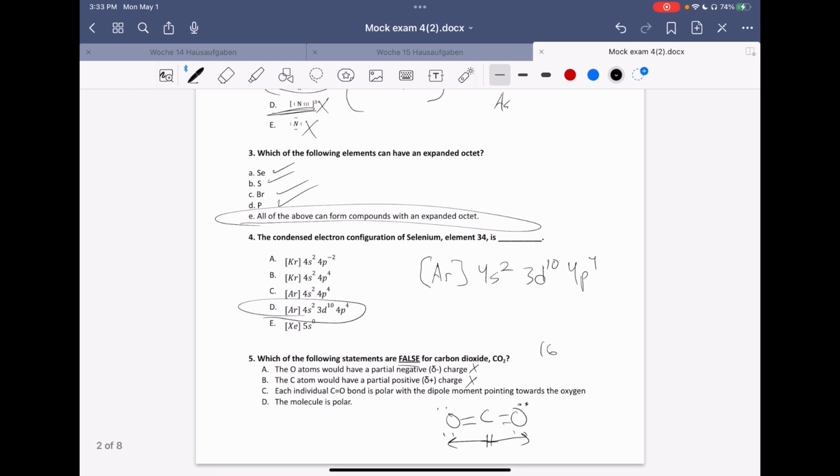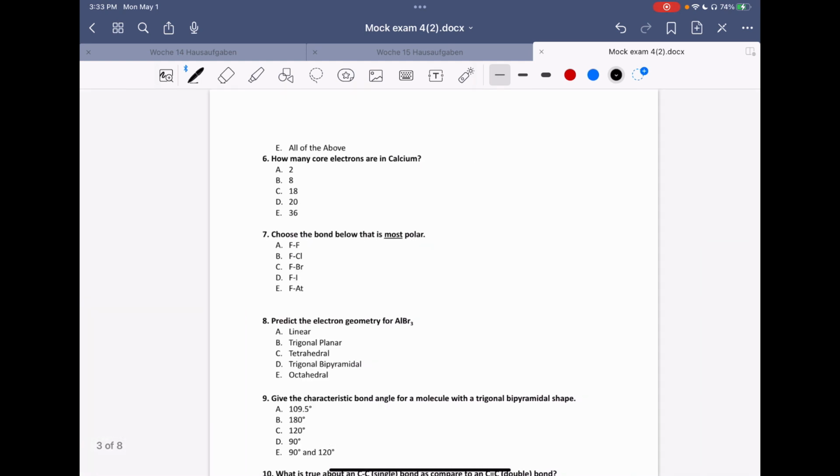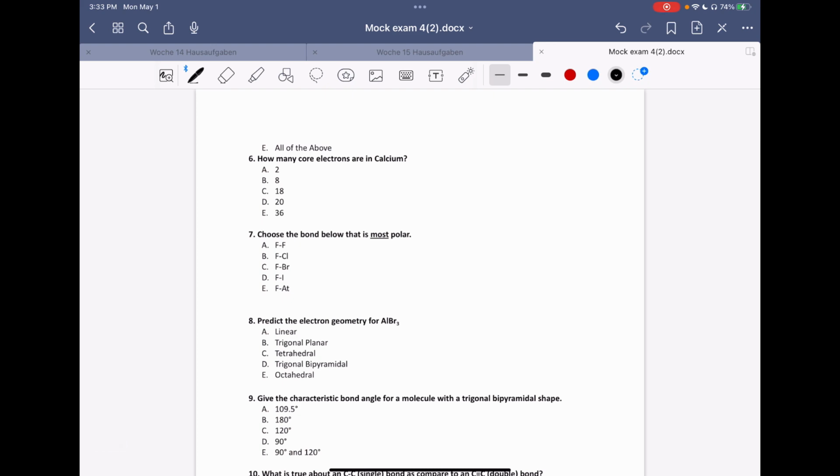That is true, so that isn't false. And then this molecule is polar, and like we have just shown, we drew the Lewis structure, and the dipoles cancel out in this linear fashion. So the overall molecule is not polar. So this is the false statement. Oh, and there's also an all of the above, but that's not true.